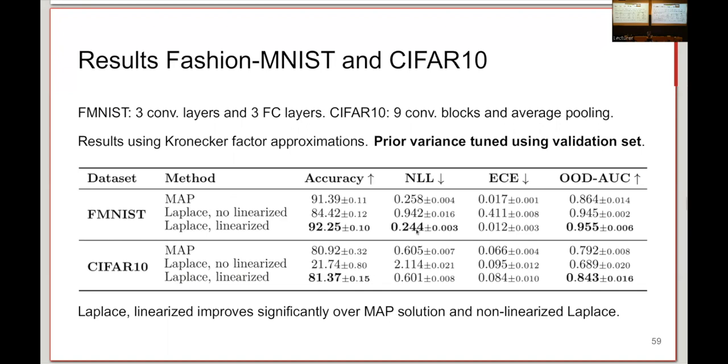What is interesting is that they are tuning the prior variance not using the model evidence, but using a validation set. In practice, as we are going to see later, it's not actually so easy to tune prior variances using the marginal likelihood in big neural networks and more modern neural networks. We are going to see later a bit why this is the case.